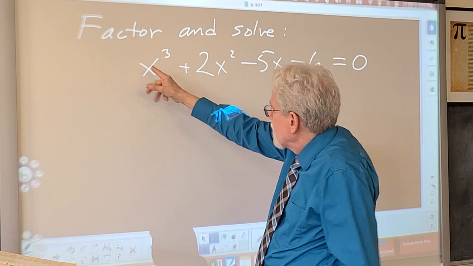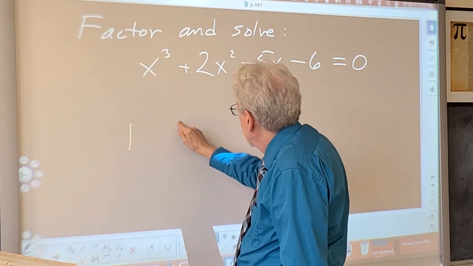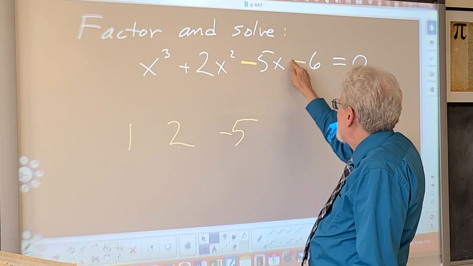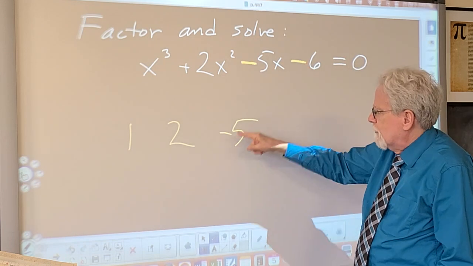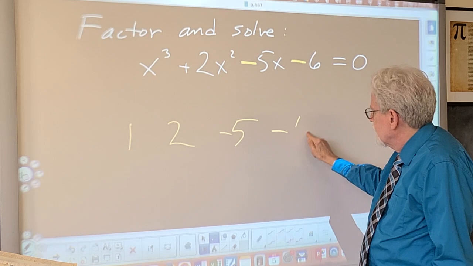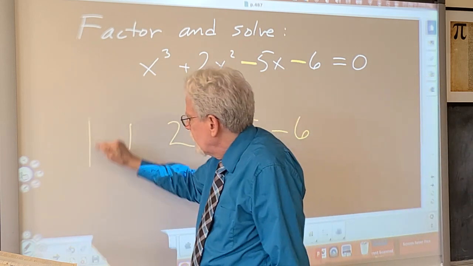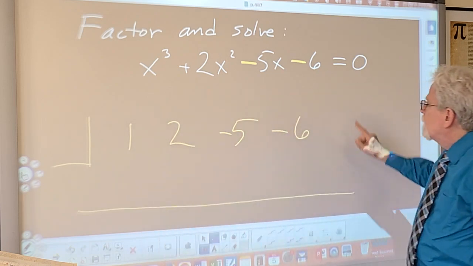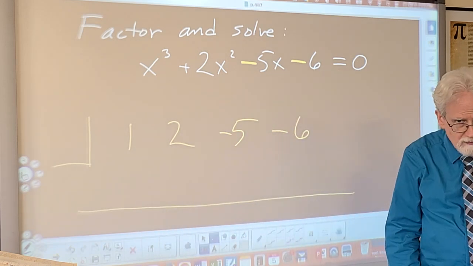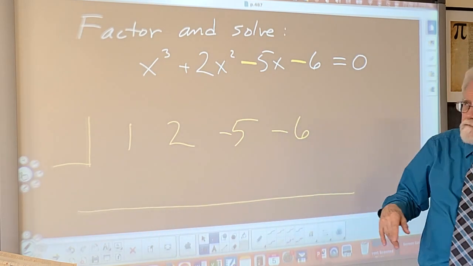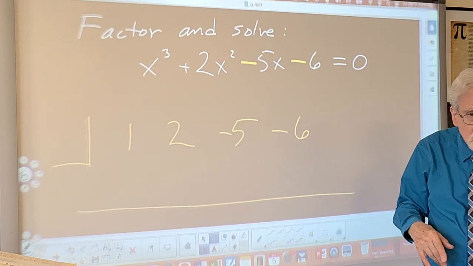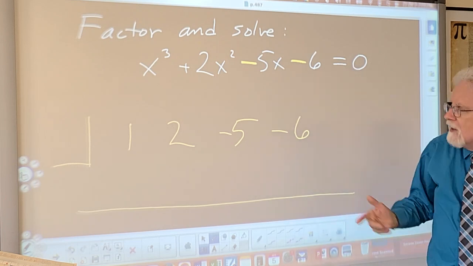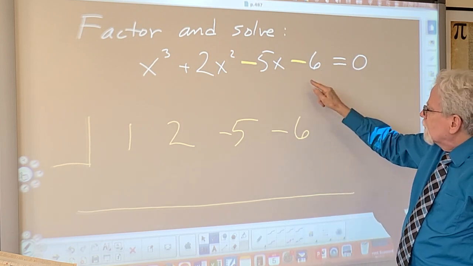So our coefficients are 1, 2, negative 5. Watch out for those. Some folks forget about the negatives like they aren't even important. Yeah, they're important. And negative 6. All right, what goes in the box? We're only going to try numbers that are factors of 6. There's no point in trying, for instance, a 4. 4 is not a factor of 6. There's no point in trying a 7. No, we're going to try only factors of 6.